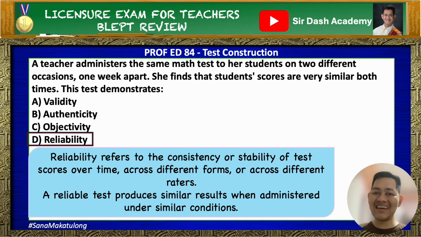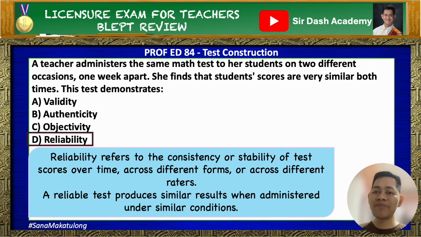Yung teacher's finding that student scores are consistent across 2 administrations 1 week apart indicates high test-retest reliability. Yung reliability, napaka-essential nito for a test to be trustworthy and useful. But take note, it does not guarantee validity o yung pag-measure ng right skill. Yung common methods to measure reliability include test-retest, split half, and inter-rater reliability. I-recall din natin yung A, B, and C.